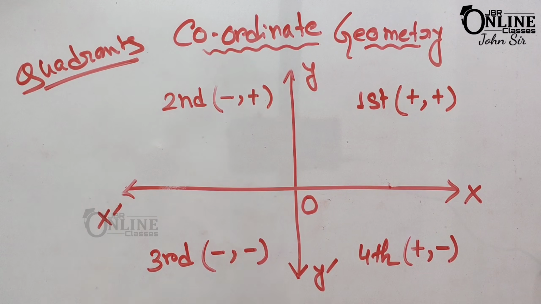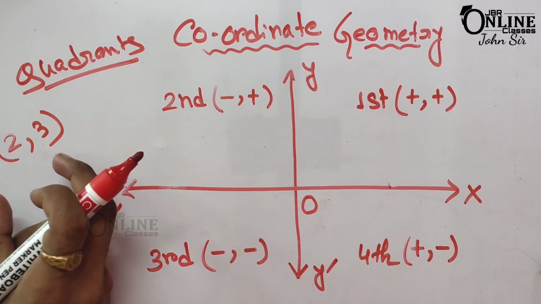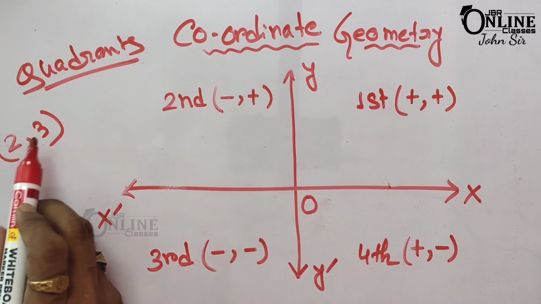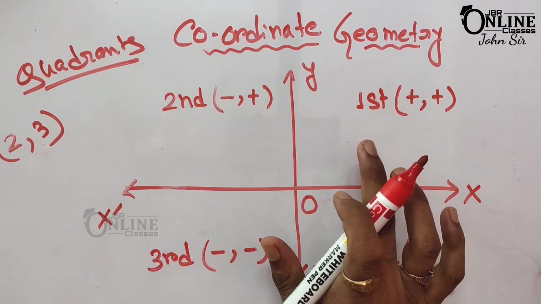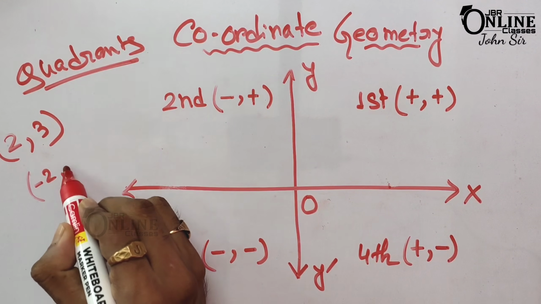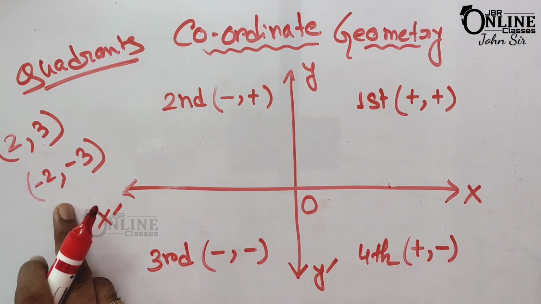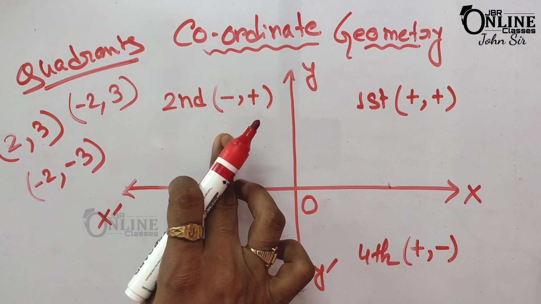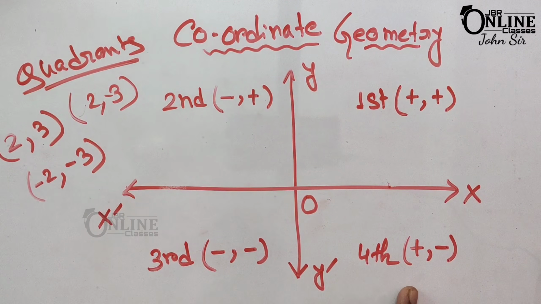Now let me give an example, suppose (2, 3). Here (2, 3) is a coordinate point or an ordered pair. The first component is 2 and the second component is 3. So this point belongs to the first quadrant, because both are positive. Another example, suppose (-2, -3). Then this point belongs to the third quadrant, both are negative. If (-2, 3), then that is the second quadrant. And if (2, -3), then this point belongs to the fourth quadrant.